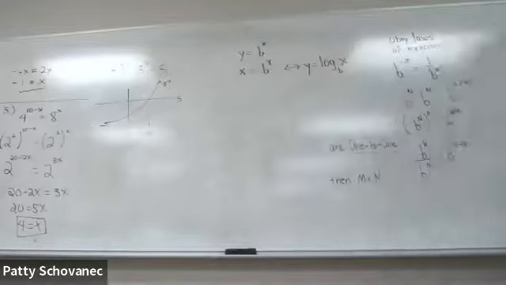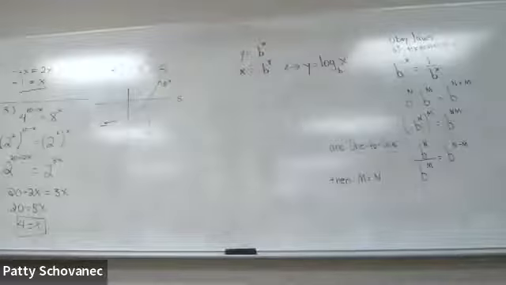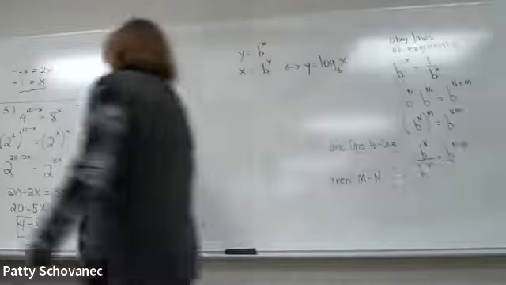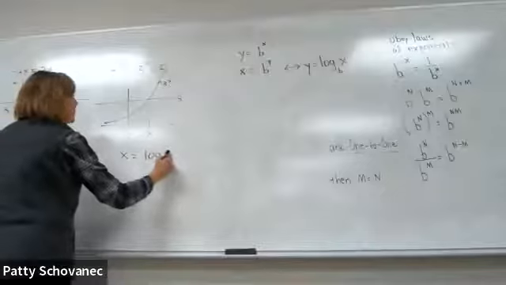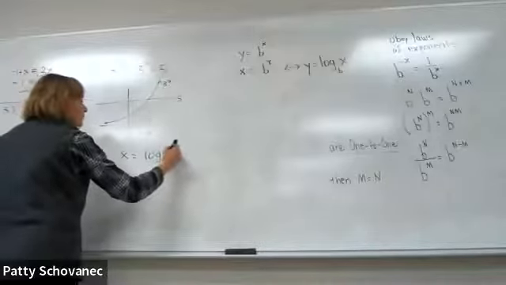The exponent that goes on b to give you that number over there, that 5, is going to be called the logarithm base 3 of 5. This exponent is the logarithm base 3 of the number 5.